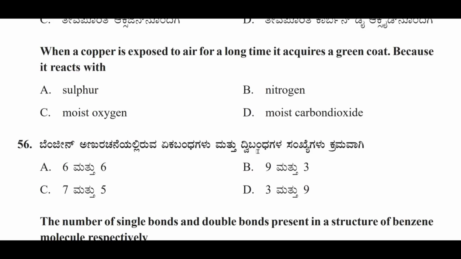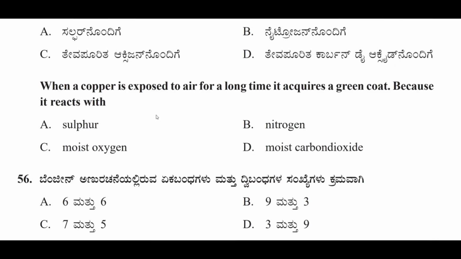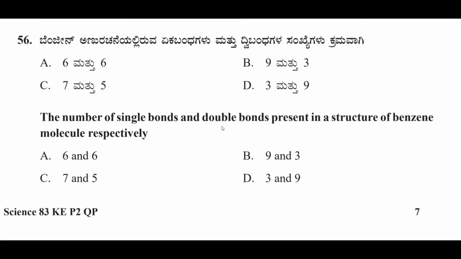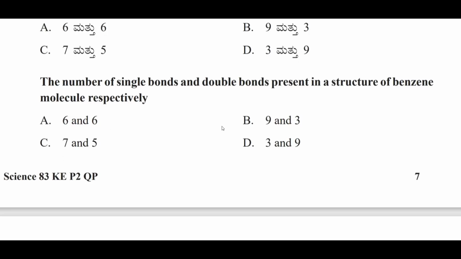Now, when copper is exposed to air for a long time, it acquires a green coat because it reacts with moist carbon dioxide. When copper reacts with moist carbon dioxide, it forms a green coat. Correct answer is option D. Now moving to next question.